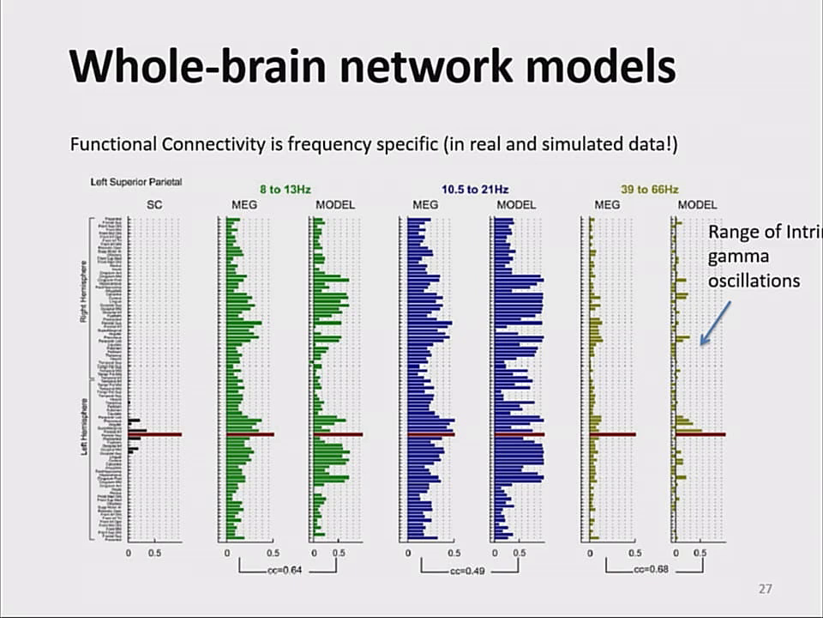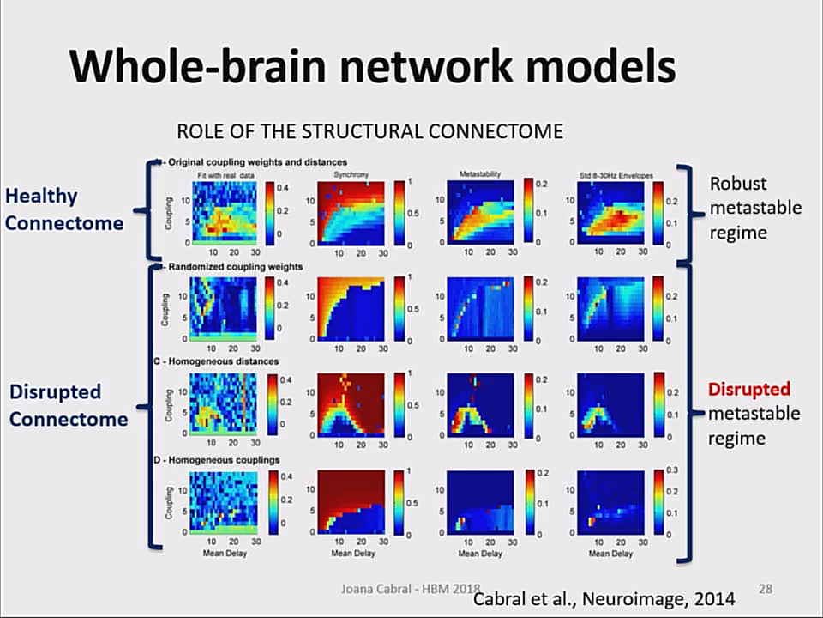So we also find this structure in alpha, but it's less, so it's a slightly different functional network that is revealed in alpha than in beta. But still, mechanistically, this is interesting.